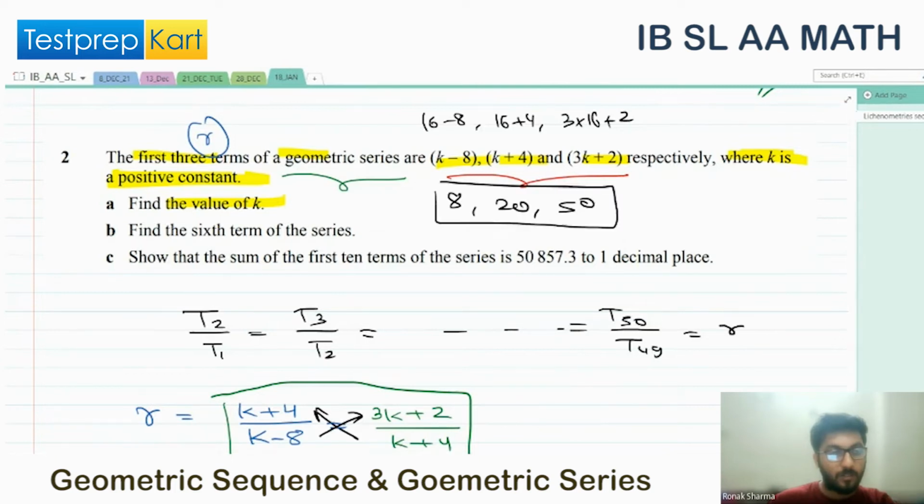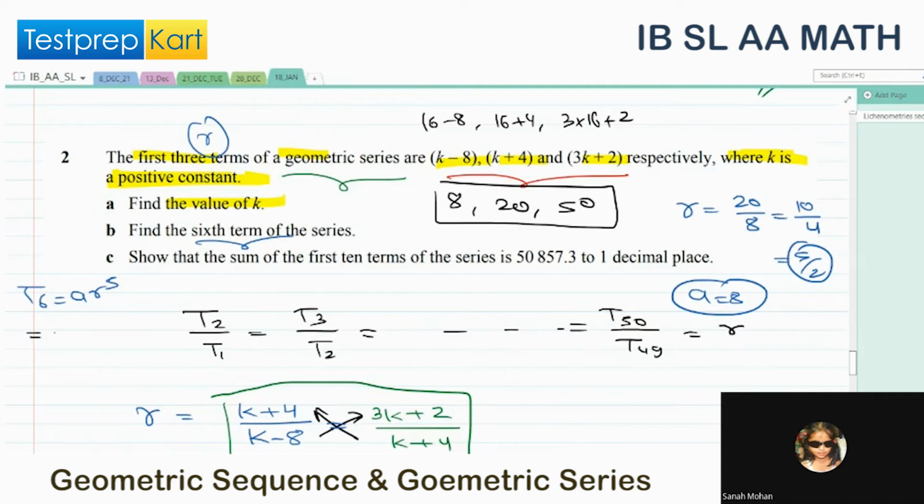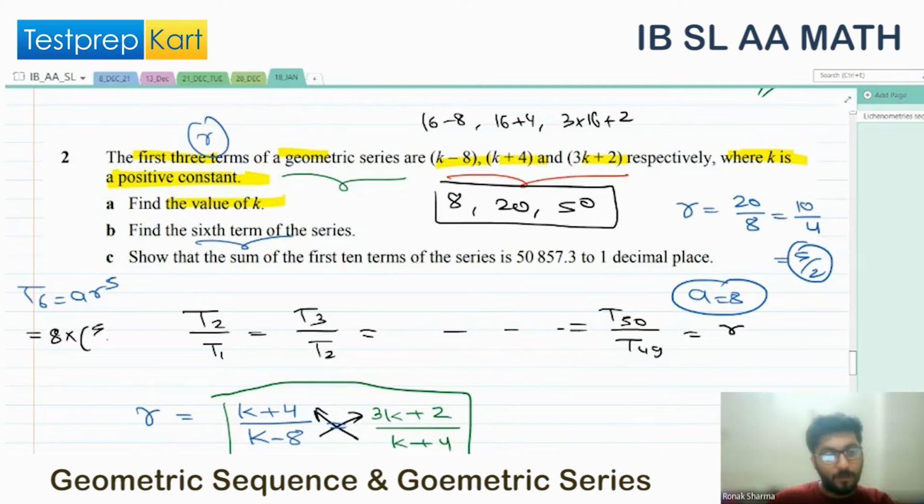Okay, so what is the ratio? That is 20 by 8, that is 10 by 4, or basically 5 by 2. r is 5 by 2, a is 8. They're asking for the sixth term. So what will be the sixth term? Is it ar power 5? Yes, so 8 into 5 by 2 power 5. And then we can find the sum of the first 10 terms, and we can see that it will come out to be this.